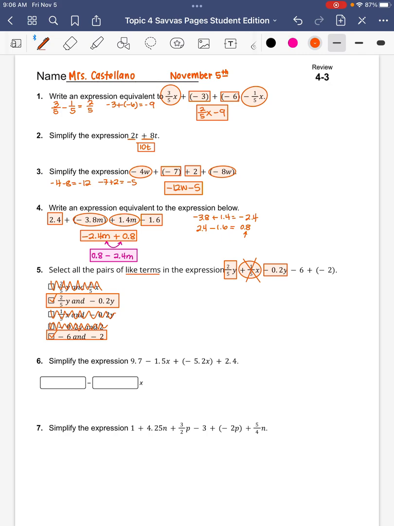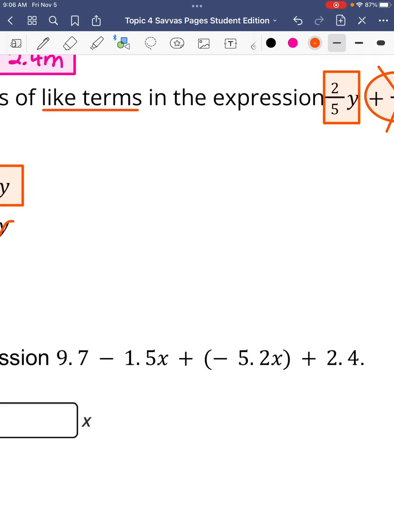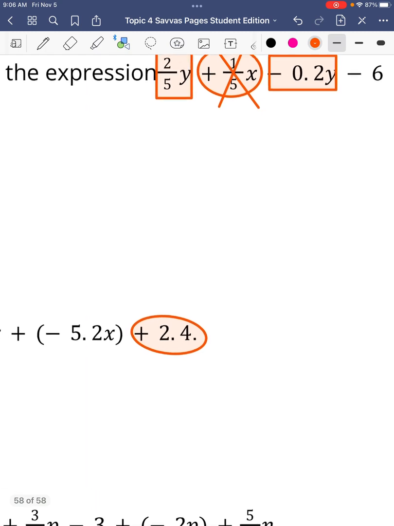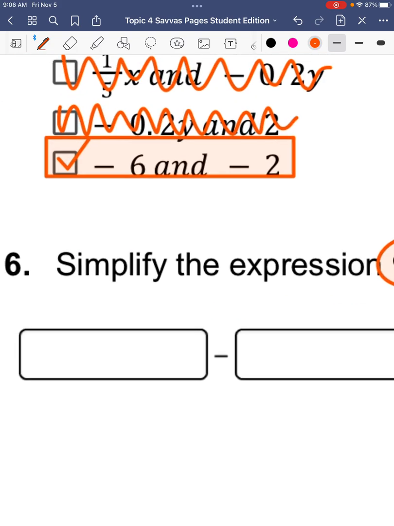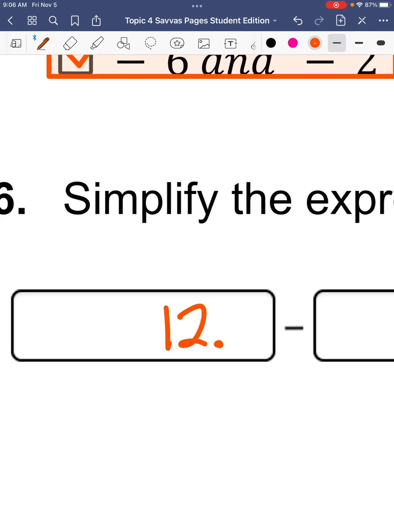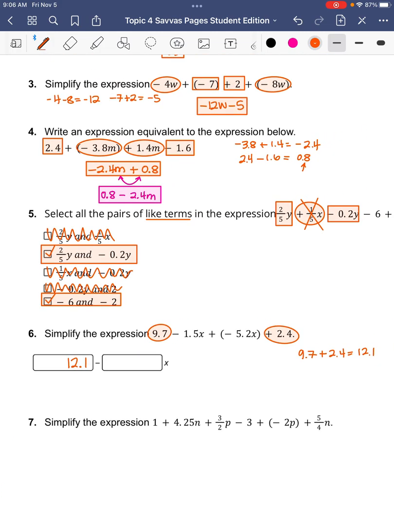So looking at this problem, what is not attached to an x? Well, 9.7 and 2.4. Now, both of those are positive, so in my calculator, I'm taking 9.7 and adding 2.4 to that. And when I put that into my calculator, I end up with 12.1. So, because I get 12.1, I'm going to put that right here, 12.1.